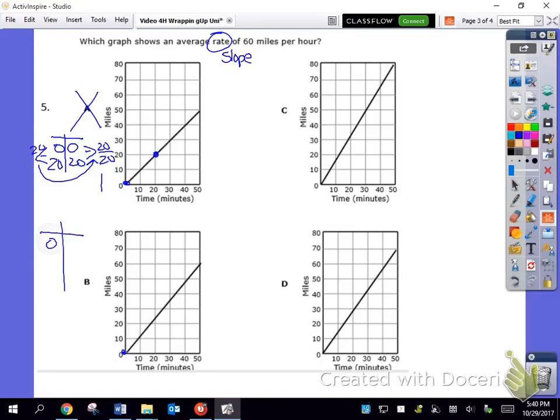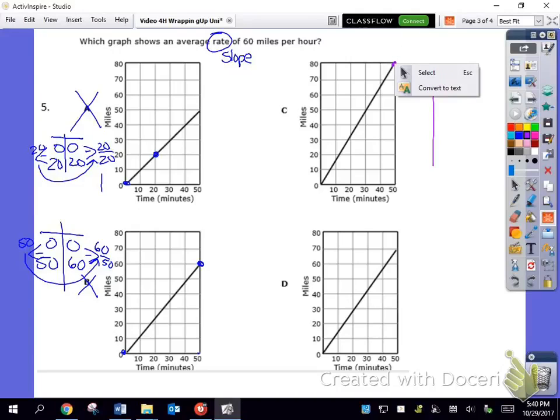Okay, set up this T-chart. 0, 0, and look for an ordered pair. Oh, this is a good one. So 50, 60. When I subtract, 50 minus 0 is 50. 60 minus 0 is 60. So 60 over 50. Well, 60 over 50, that doesn't work either, so it's not B. On C, you've got 0, 0, and look for an ordered pair. Oh, this says 50 and 80.